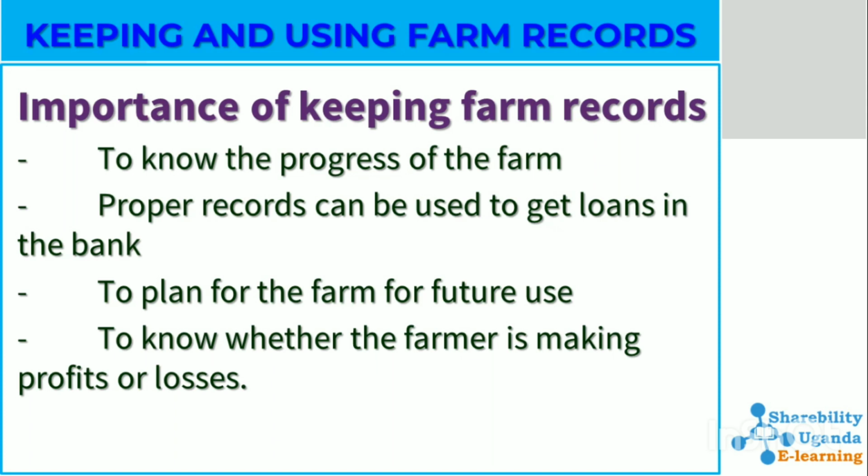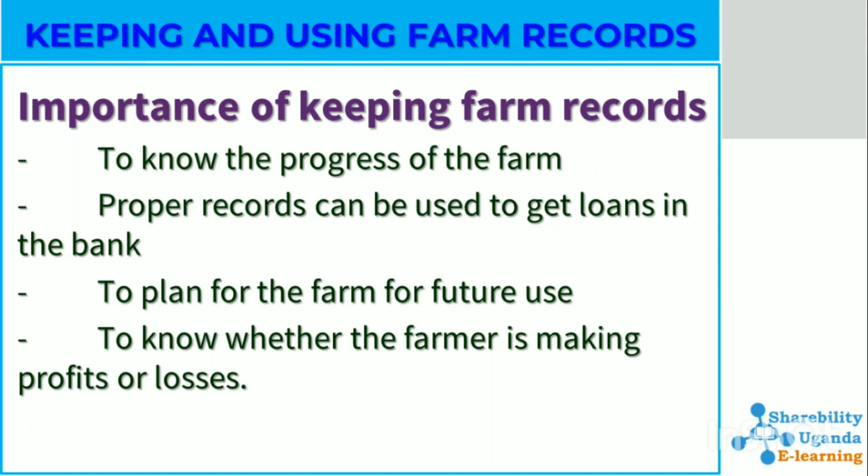Proper records can be used to get loans in the bank. For example, if you have records of money spent while planting, or money spent or money received after selling off harvests, you can use that to get loans from the bank and to plan for the farm for future use. For example, we can note that in this piece of land, after we have harvested this type of crop, in the future we shall have to plant this other type of crop.